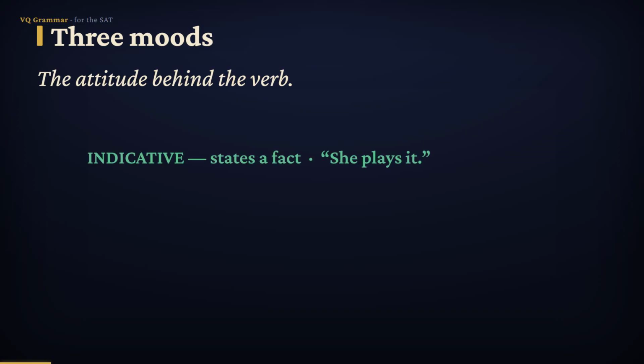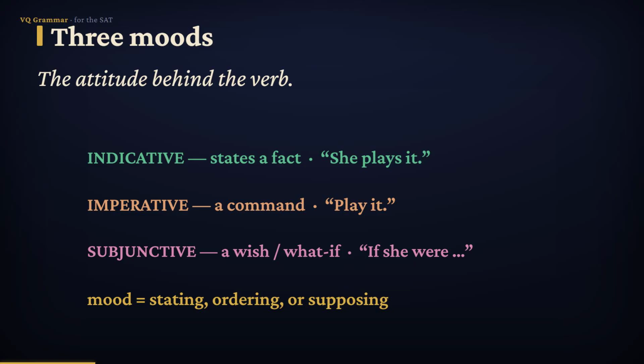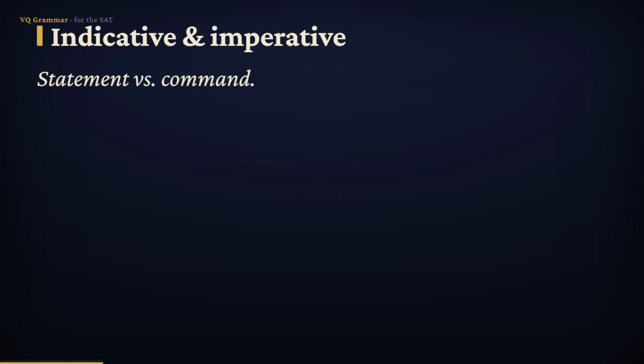The indicative simply states a fact or asks a question. She plays it, by far the most common. The imperative gives a command or a request. Play it. And the subjunctive expresses something unreal or formal, a wish, a demand, or a what if: she were here. Stating, ordering, or supposing. That's the three moods.